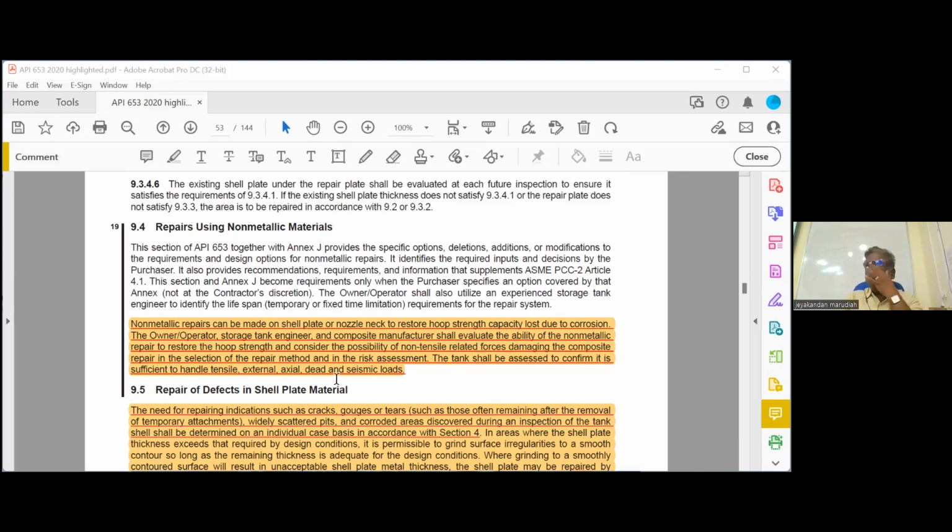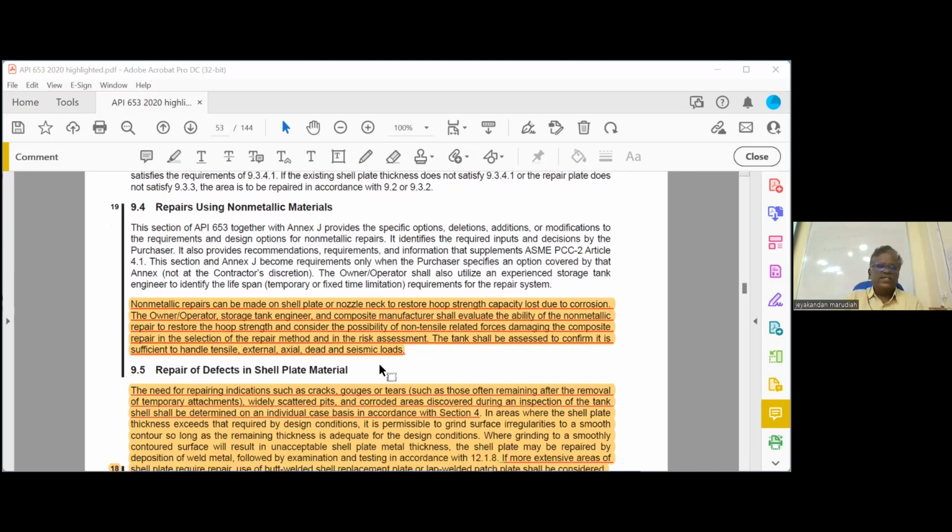When you are using composites, non-welded or non-metallic repairs, the engineer should evaluate it. Just to highlight this, not very important.